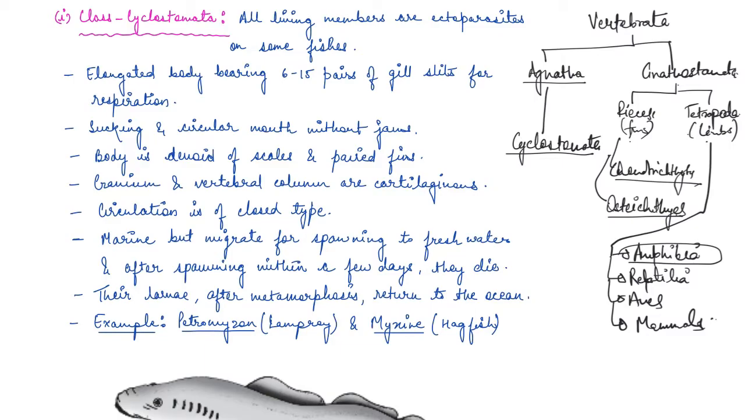So basically all the living members of the class Cyclostomata are ectoparasites on some fishes. They have an elongated body and they somewhat look like a fish, but they do not have normal scales and fins. So the first point is that all living members are ectoparasites on some other fishes. Now they have an elongated body bearing 6 to 15 pairs of gill slits. Now this is for respiration.